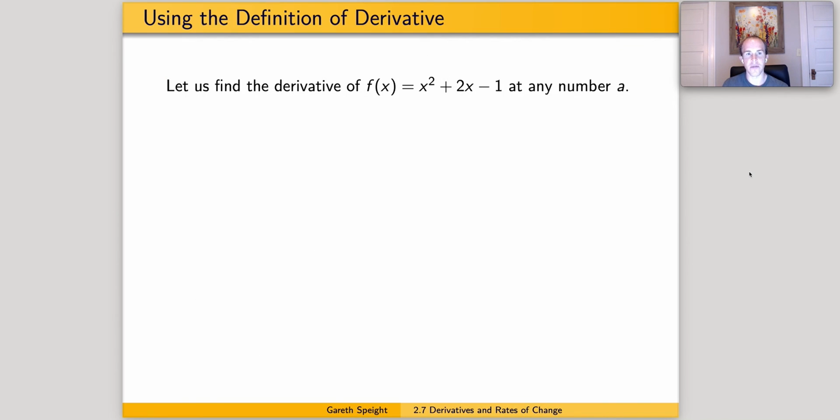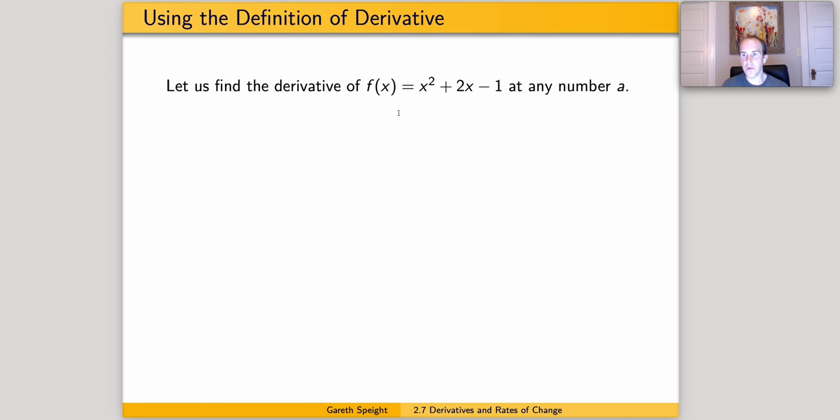Okay, so let's do two examples. So here is one where, if you've seen all these tools, if not, don't worry about it. But if you have, you could jump in and use those and you would get the answer probably faster than I'm going to do right now. But let's see how the definition works. So let's find the derivative of x squared plus 2x minus 1 at any number a. So let's fix a number a and try to compute f prime of a.